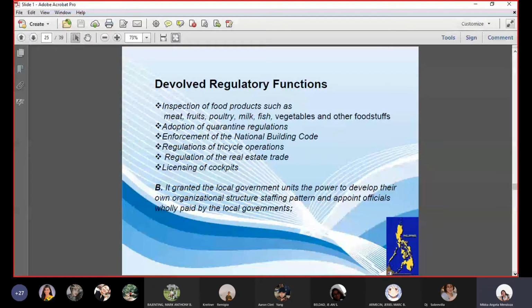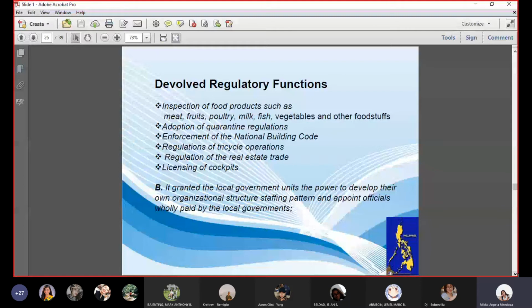No, another food stuff. Also, adoption of quarantine regulations, the enforcement of the National Building Code. Imagine, the LGU also has the regulatory functions in the enforcement of the National Building Code, the regulations of tricycle operations, the regulation of the real estate trade, and the licensing of cockpits. And letter B, it granted the local government units the power to develop their own organizational structure, staffing pattern, and appoint officials wholly paid by the local governments.